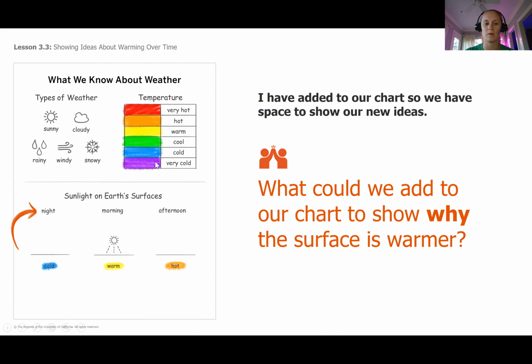Okay, so remember, very cold is purple, cold is blue, cool is green, warm is yellow, hot is orange, and very hot is red. Okay, that kind of reminds me of fire, so I remember the very hot. Now underneath you see sunlight on Earth's surface, okay? And last week you realized that it was cold at night, warm in the morning, and hot in the afternoon. Okay, so we're going to see what we could add this week to our chart to see what we learn.